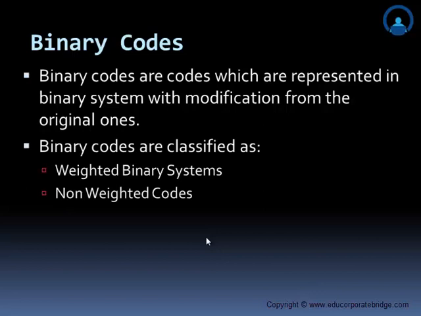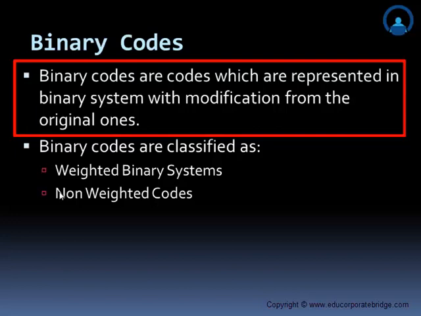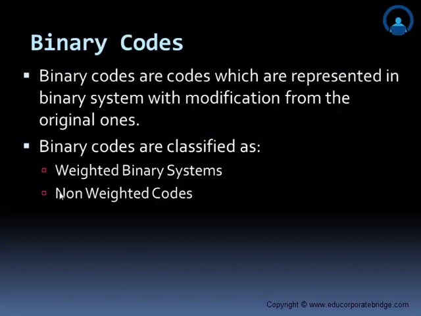The most important use of the codes, whether binary codes, weighted codes, BCD code, or ASCII codes, is that they represent the bits 1, 0, and their value is a very important factor in digital systems as well as in computer systems. So let's start with the first code, which is binary code. Binary codes are the codes represented in binary systems with modification from the original ones. That is, binary codes are the same as binary numbers, but they are represented in binary systems which are modified from the original ones.